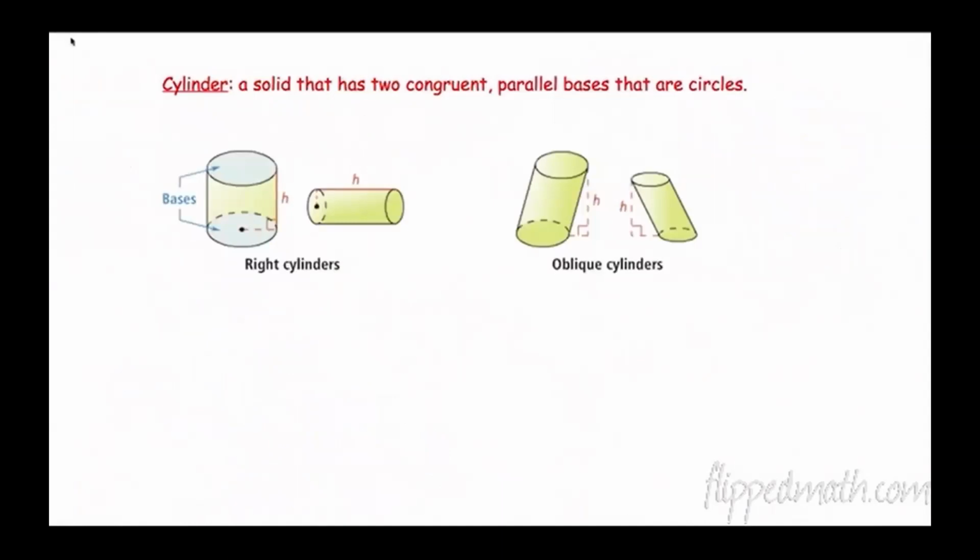Next one, cylinder. A cylinder is another solid that has 2 congruent parallel bases that are circles. This time it's very specific. It's like a prism except the bases are circles. All right, so our bases are circles here and here. Again, right cylinders, that perpendicular distance is perfectly straight up and down. Oblique, this is exactly like the Leaning Tower of Pisa. It's leaning over a bit, so our perpendicular distance is not exactly that side length right there.